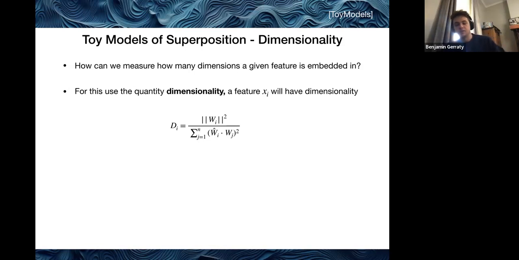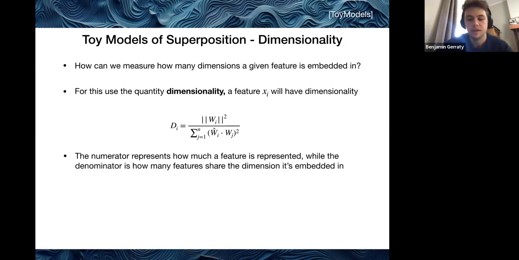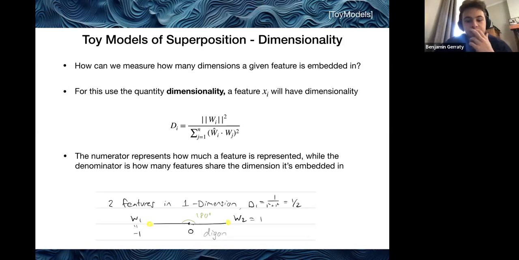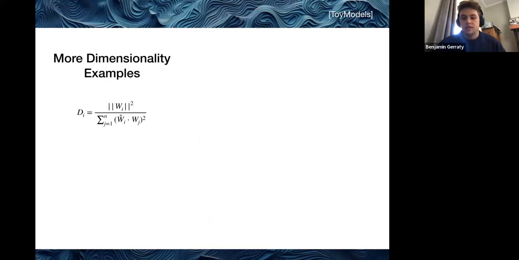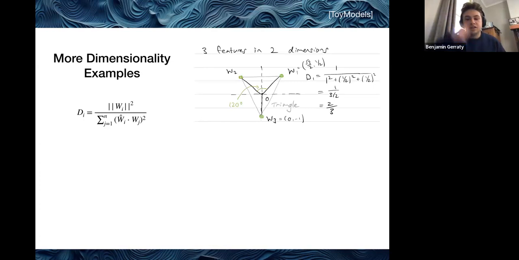I think seeing some pictures might help motivate why we care about this quantity. For 2 features in 1 dimension, we have a diagon, with one at the value 1 and one at -1. The dimensionality is going to be 1/2. So we're embedding 2 features into 1 dimension. I'm going to color the diagons yellow, and we'll see why in a second. Some more quick examples: if we try to embed 3 features into 2 dimensions, then the dimensionality with this quantity ends up being 2/3. If we compute the dot products between any one feature and the others, they all have the same dimensionality, by the way. So D1, D2, and D3 are all going to be 2/3.